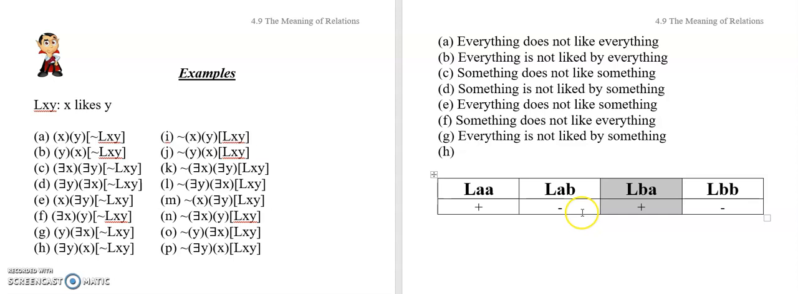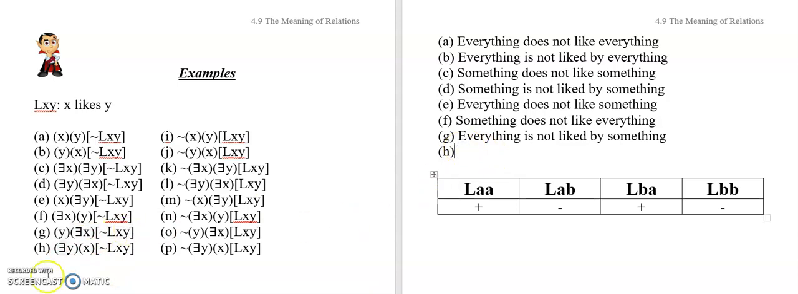Just for the sake of practice, let's look at B. Is B not liked by at least one thing? And yeah, as a matter of fact, B is not liked by A, and B is not liked by B. B is not liked by everything, okay? So in this particular domain, though, this sentence, everything is not liked by at least one thing, is false because A is liked by everything, okay? So that's what I meant.